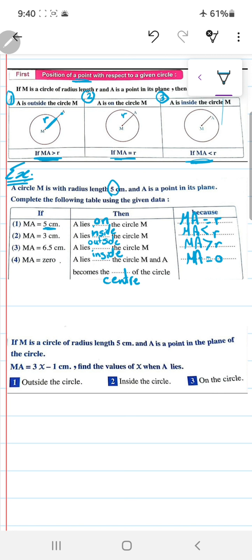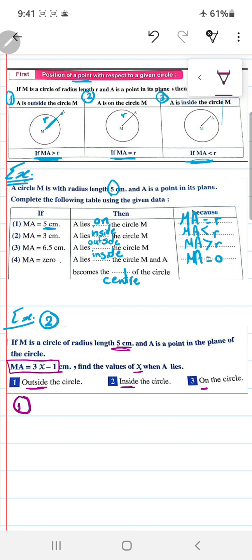Okay, we have another example. Example number 2. Here, M is a circle of radius 5 centimeters and A is a point in the plane. Here we have MA equals 3x minus 1. Find the value of x when A lies outside the circle, inside the circle, and on the circle.